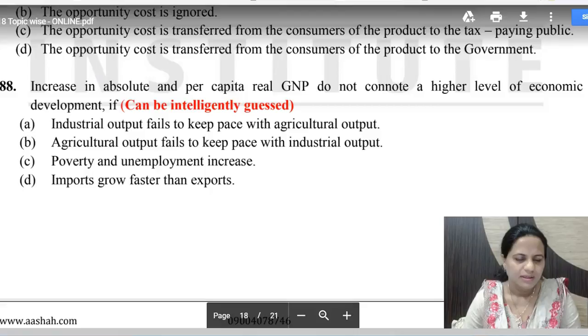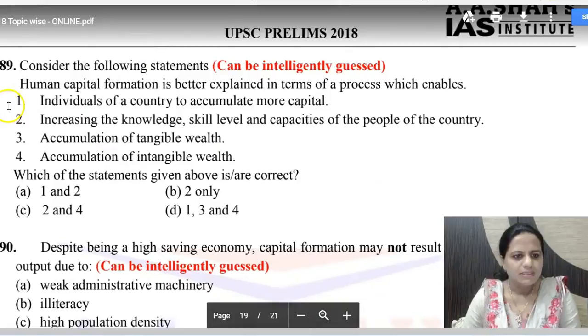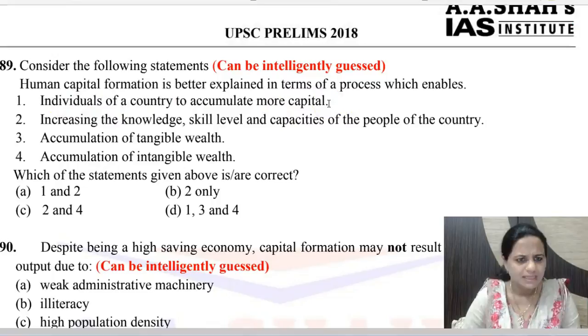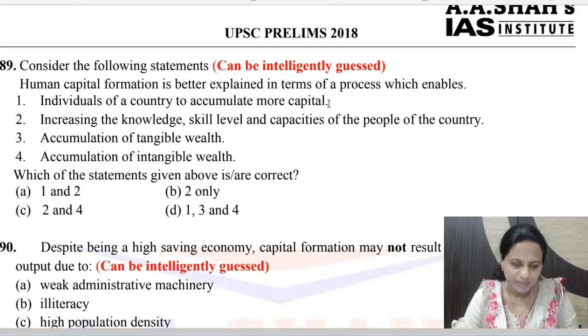The next is, consider the following statements. Human capital formation is better explained in terms of a process which enables, so what is human capital formation? Individuals of a country to accumulate more capital. Capital basically means capital money. So human capital is nothing to do with actual capital money. Increasing the knowledge, skill level and capacities of the people of the country, of course, is correct.